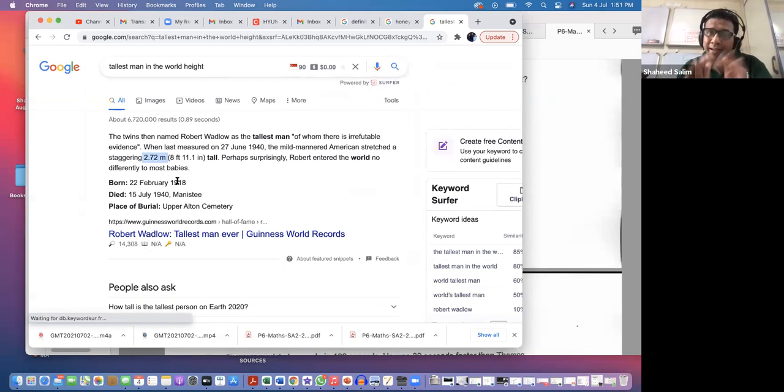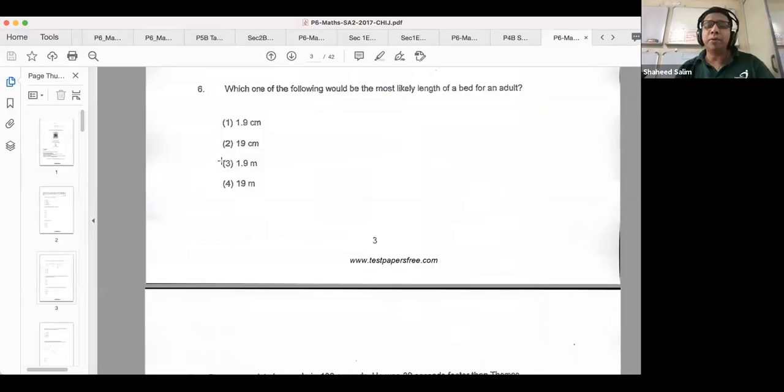So don't say the bed is 19 meters, 20 meters, cannot lah. How are you going to put the bed inside the house? I don't know, I put the house inside the bed. Okay lah, we put the house in the bed.